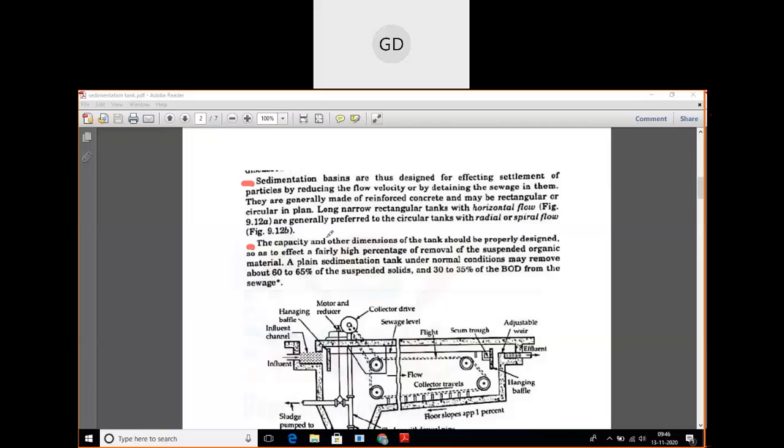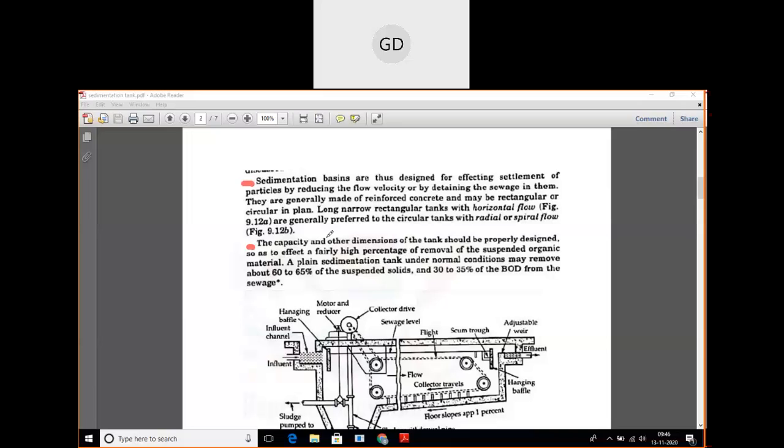So these sedimentation basins are designed so that they affect the settlement of the particles. It reduces the flow velocity, or it also detains the sewage in them. The sedimentation basins are made up of reinforced concrete, and they can be rectangular or circular in shape.